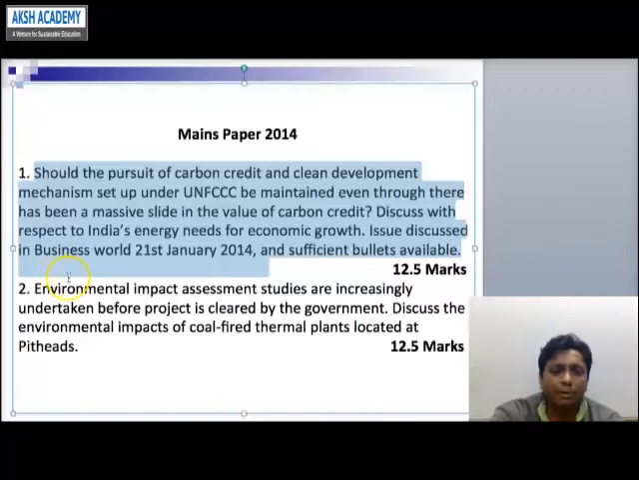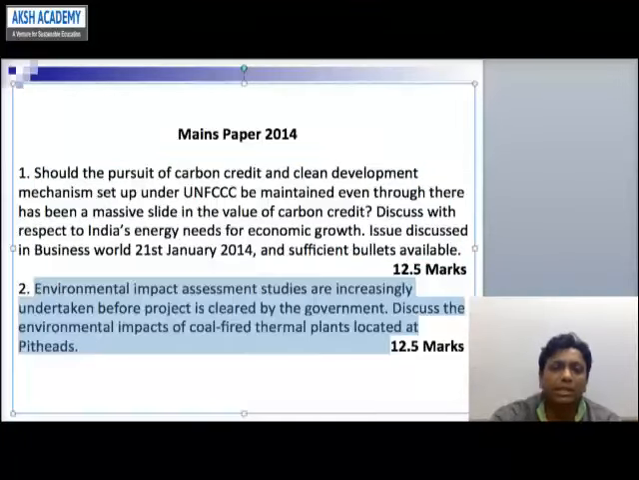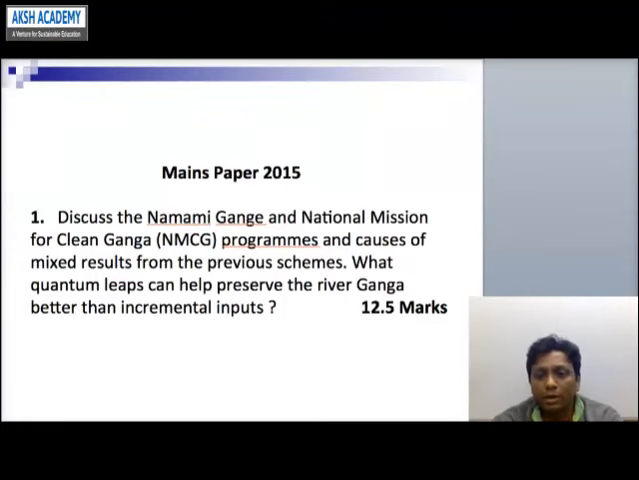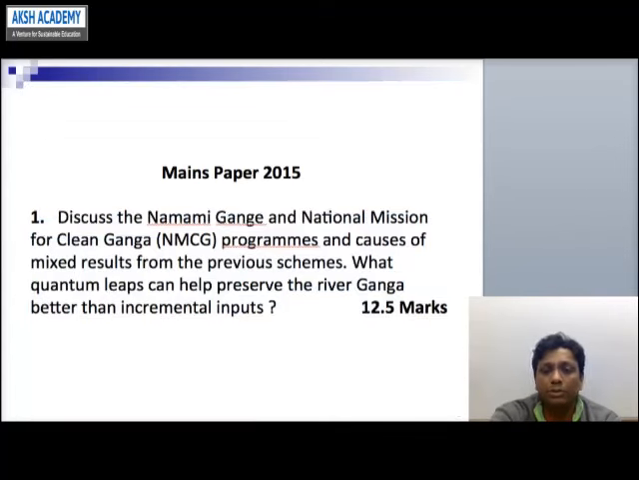The next question which came in your paper, guys: Environmental impact assessment studies are increasingly undertaken before a project is cleared by the government. Discuss environmental impacts of the coal-fired thermal plants located at the pitheads. Then 2015, just last year's question paper, guys: Discuss the Namami Gange and the National Mission for Clean Ganga programs and causes of the mixed results from the previous schemes. What quantum leaps can help preserve the river Ganga better than incremental inputs?